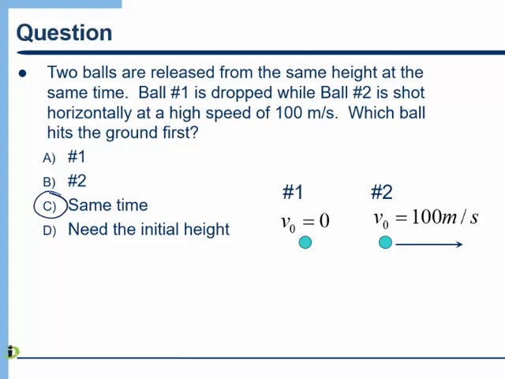What we see here is that the vertical and the horizontal motions can be treated separately. In other words, for object number 2, even though it's traveling horizontally at a fairly high rate of speed, that doesn't affect the way the object falls vertically. And so the two objects, whether one is just dropped or one is shot horizontally, because they both start out with no initial velocity in the vertical direction, they will both hit the ground at the same time.